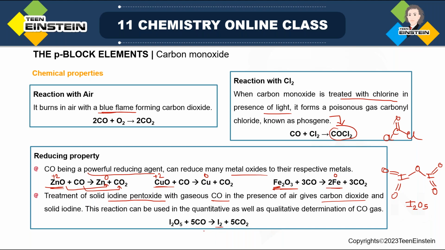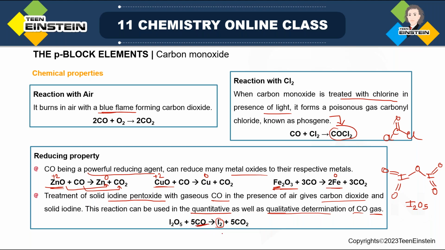It is solid. So this reaction has some application. It can be used for quantitative as well as qualitative determination of CO gas, because there will be some visual change. Why qualitative? When you are getting iodine in the product side, it has a specific violet, purple type of color. So from that we can understand that yes, this unknown gas is carbon monoxide.